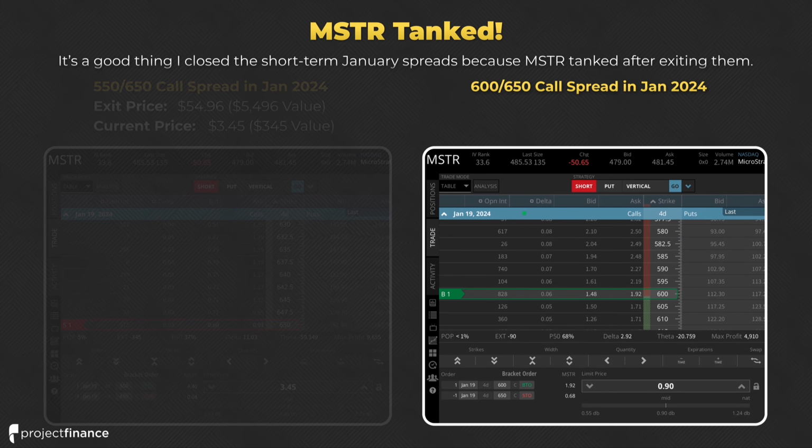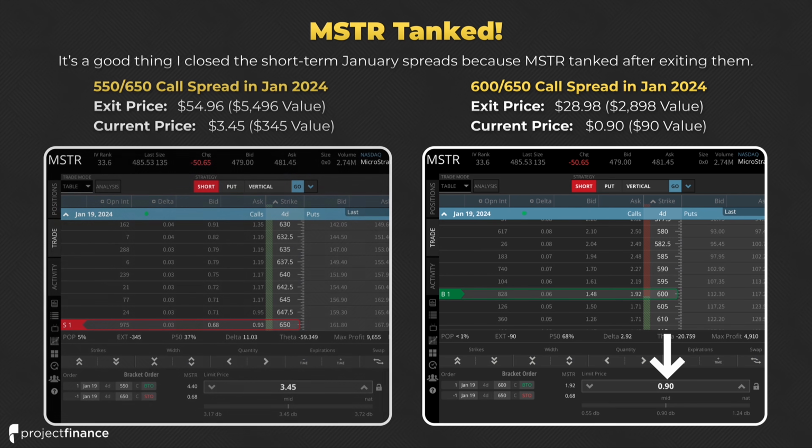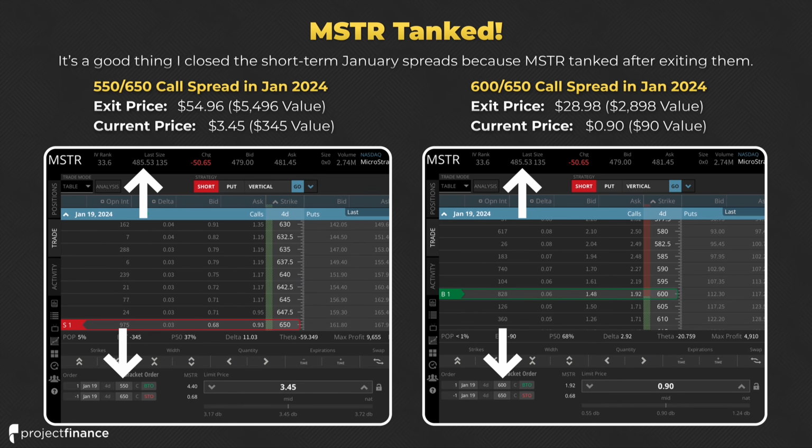And the same is true with the 600, 650 call spreads. Since I exited them for $28.98, or around $2,900 each, and currently they are trading for $90 in value, that means I effectively would have lost 100% of my profits in these short-term spreads if I did not close them out. This is also highlighting what we talked about earlier, which is that if the stock price is below both of the call strikes, close to expiration or at expiration, then the call spread is going to reach a value of zero.